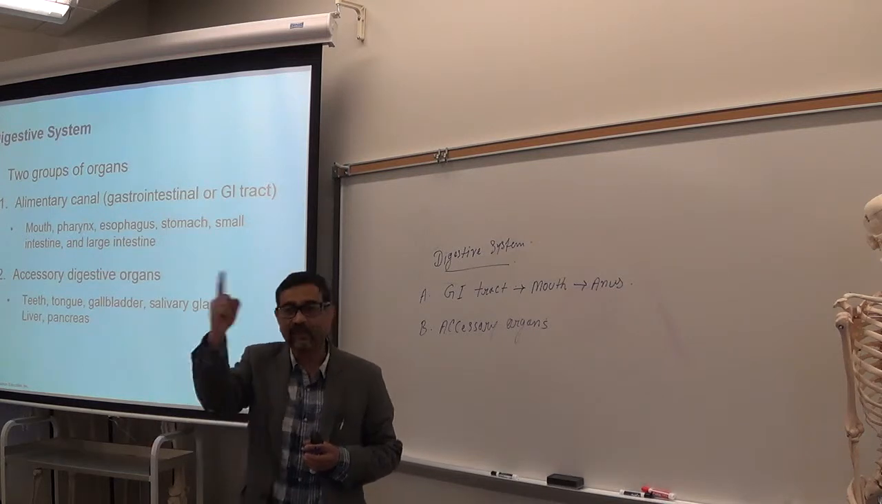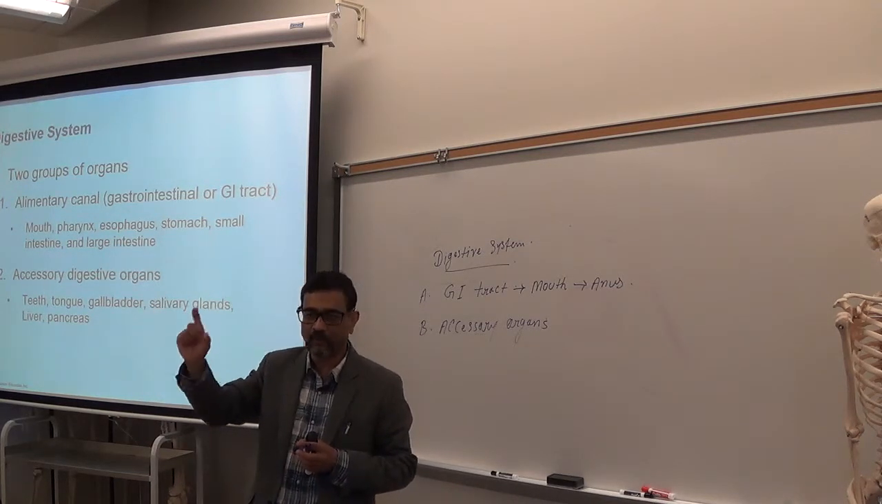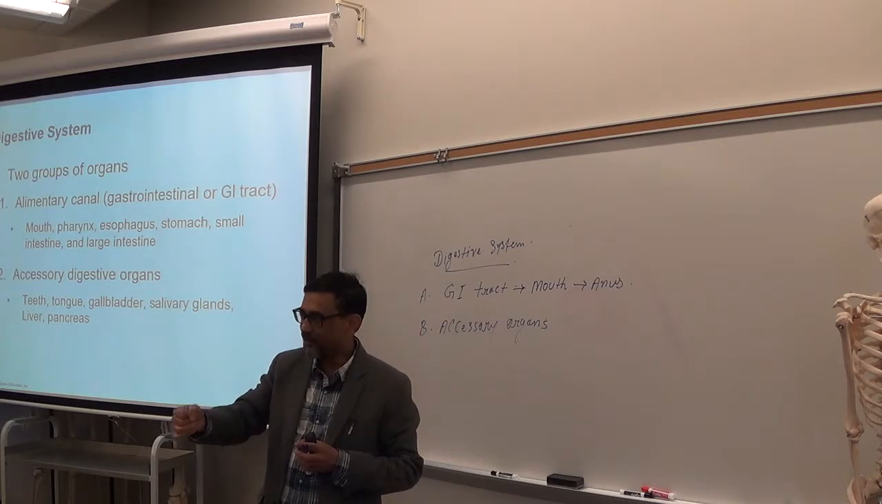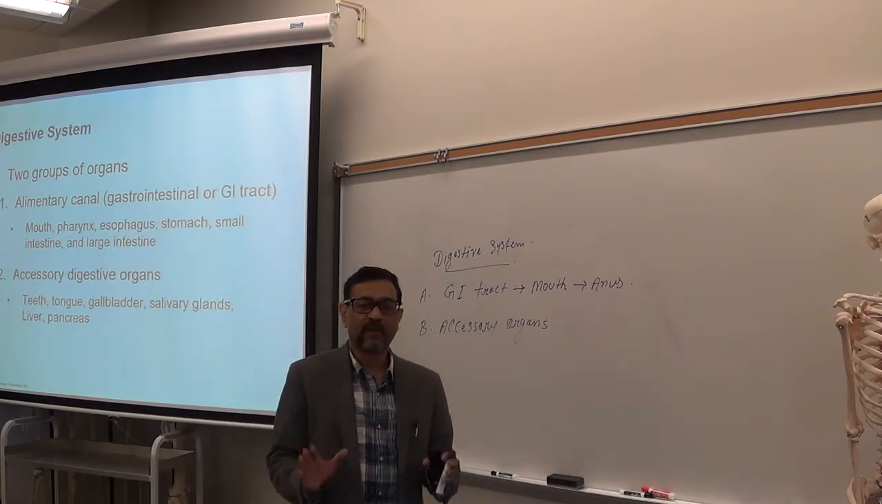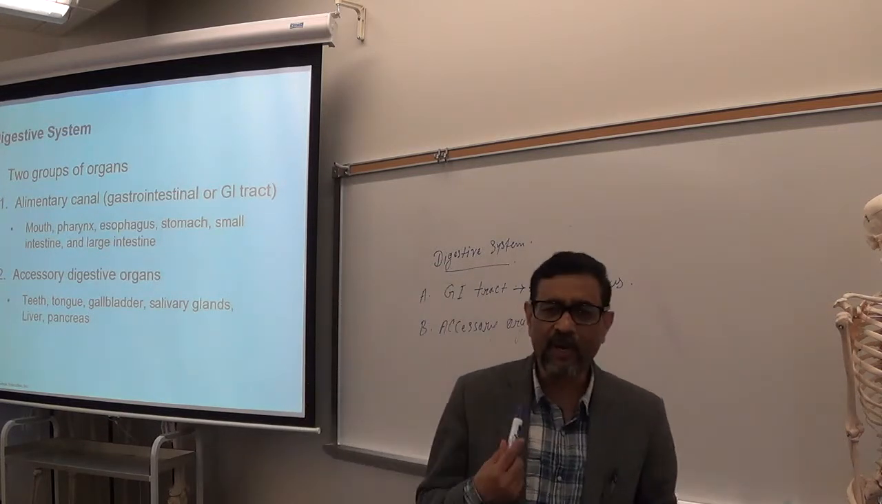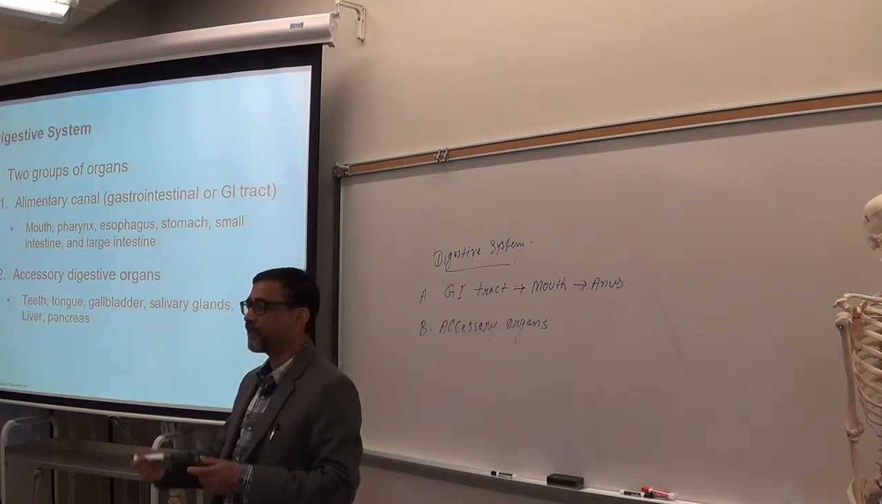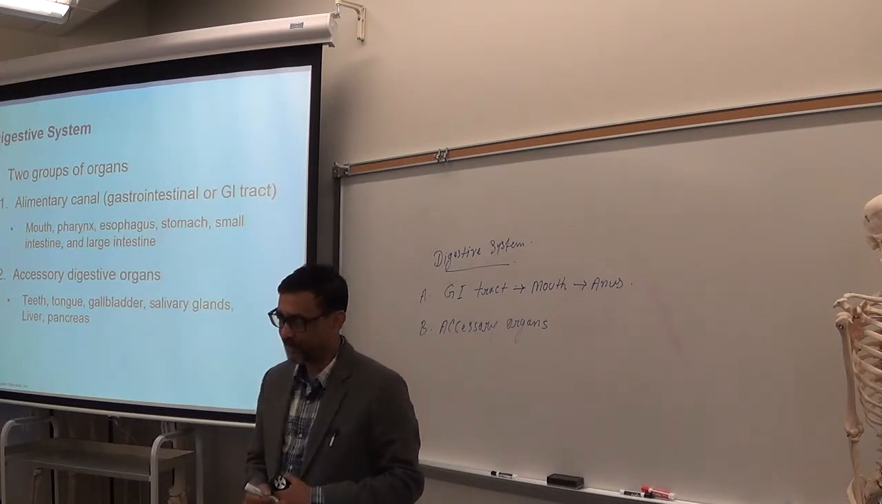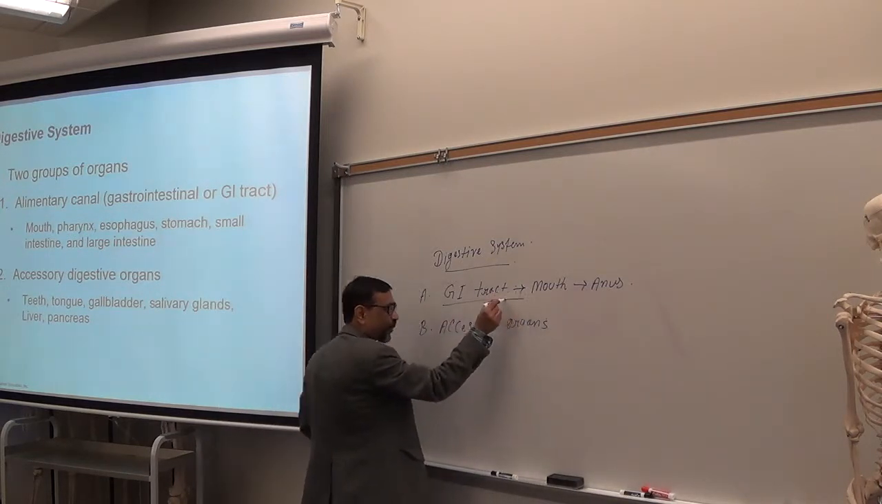So you see, it is a continuous tube from the mouth to the anus, but at some locations the tube is narrow, some locations wider. Make sense? So those are the parts: oral cavity or mouth, pharynx, esophagus, stomach, small intestine, large intestine. Those are the parts of your GI tract.